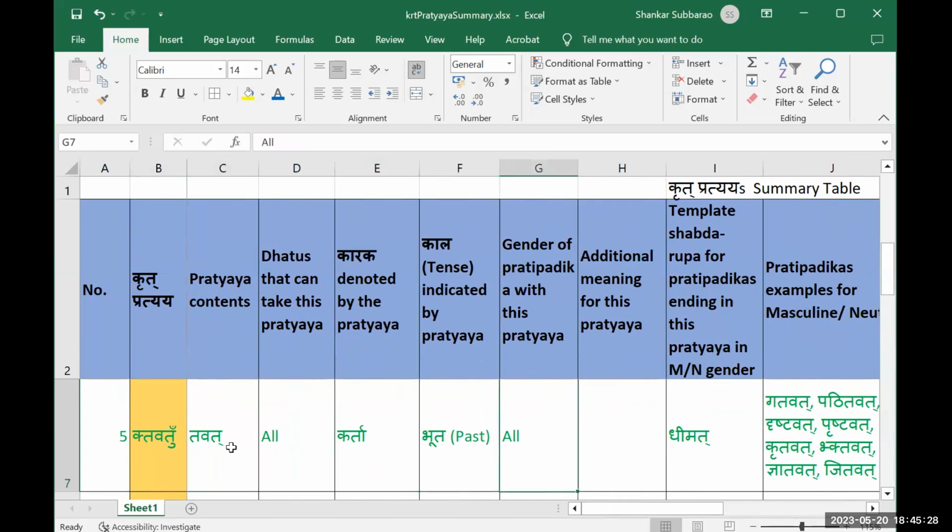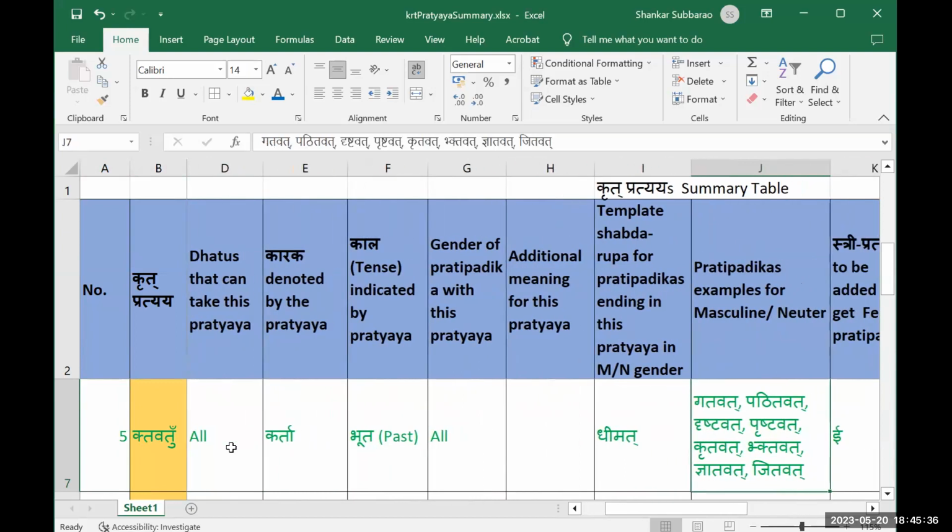And then in all genders, how does it decline? In masculine, like in dhimat shabda, I mentioned this last time. So what will be the words like? Ktavatu means the one who has read in the past. Patitavatu, one who has gone, one who has read. Drishtavatu, one who has seen. Prishtavatu, one who has asked. Kritavatu, one who has done.